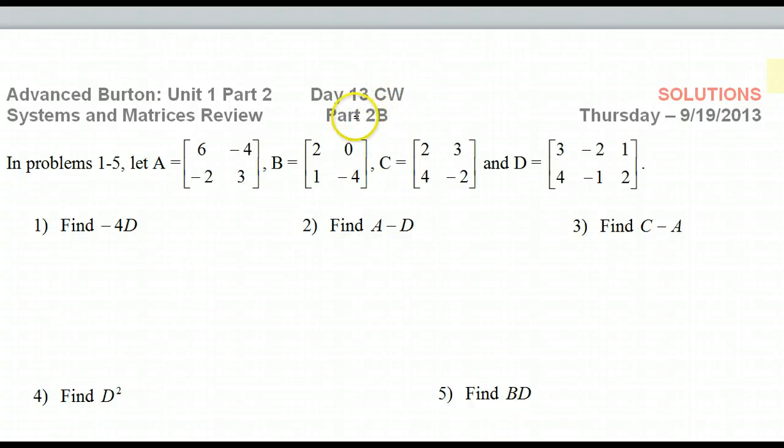Okay, so this is part 2 of the review. Alright, day 13, part 2.